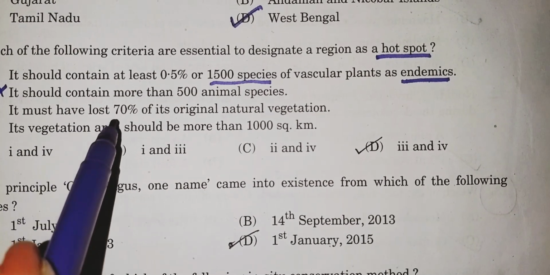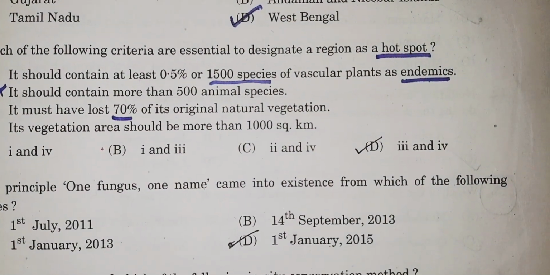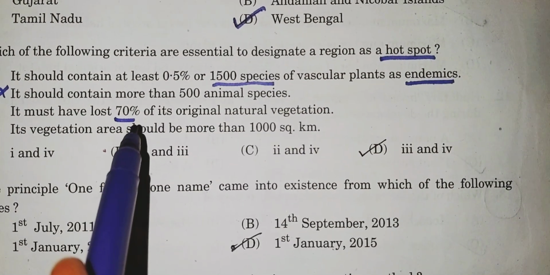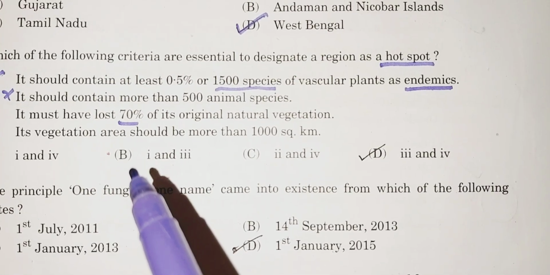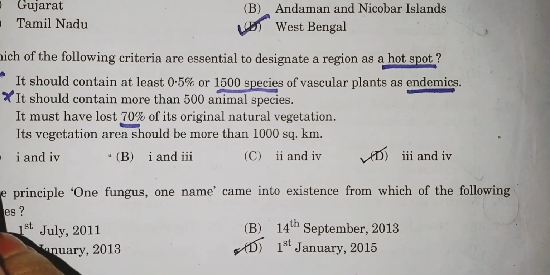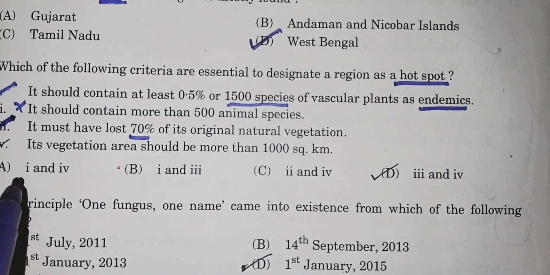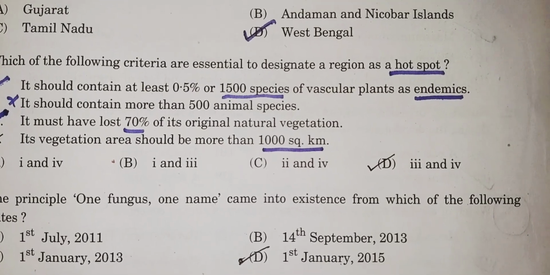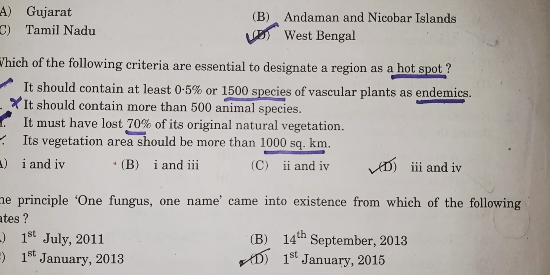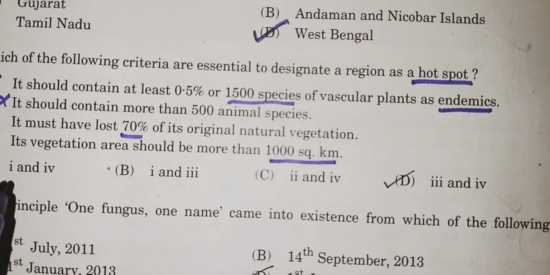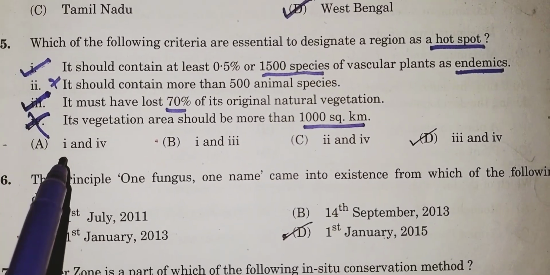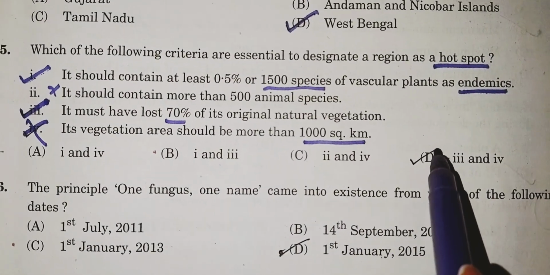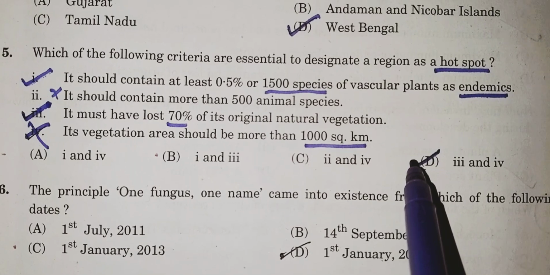Next is, it must have lost 70% of its original natural vegetation. Then only we are taking a look into it, isn't it? This is a correct option. Its vegetation area should be more than 1,000 square kilometers. This is also not a correct option. So here you see the combinations. A says 1 and 4, B says 1 and 3, C 2 and 4, and D is 3 and 4.